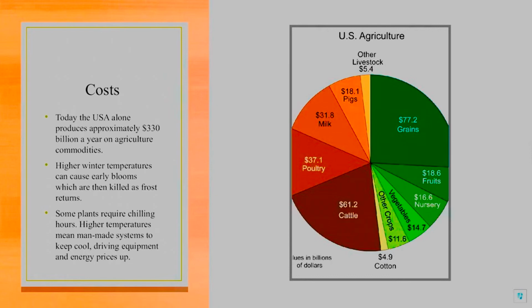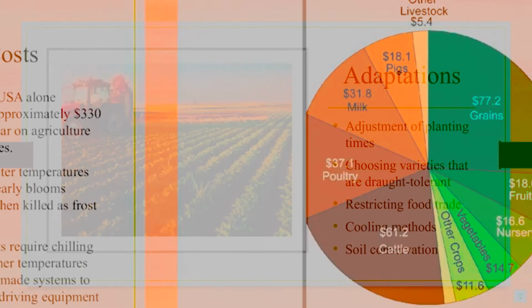Some plants require that chilling period. The higher temperatures in the winter mean that there is not going to be a cold enough chilling period. This is going to cause farmers to buy extra equipment and drive energy prices up to keep the area cold enough for their crops to come back. Our graph over here divides the billions of dollars we make on each sort of livestock and crop.